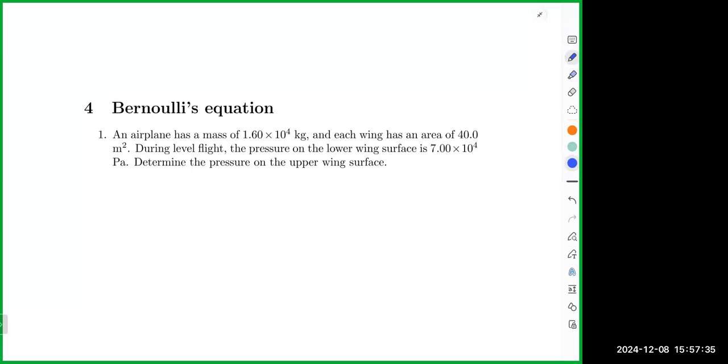Okay, an airplane has a mass around 1.6 times 10 to 4 kilogram, which is about 16 tons. Each wing has an area of 40 square meters. During level flight, the pressure on the lower wing surface is 7 times 10 to 4 Pascal. Determine the pressure on the upper wing surface.